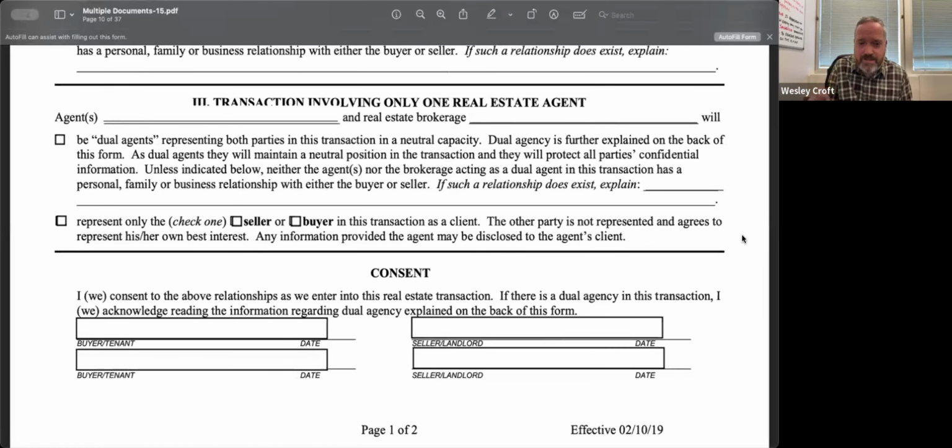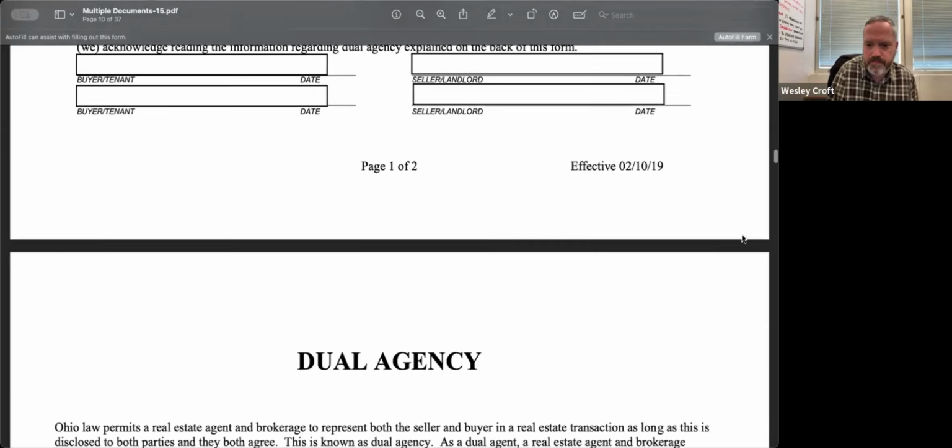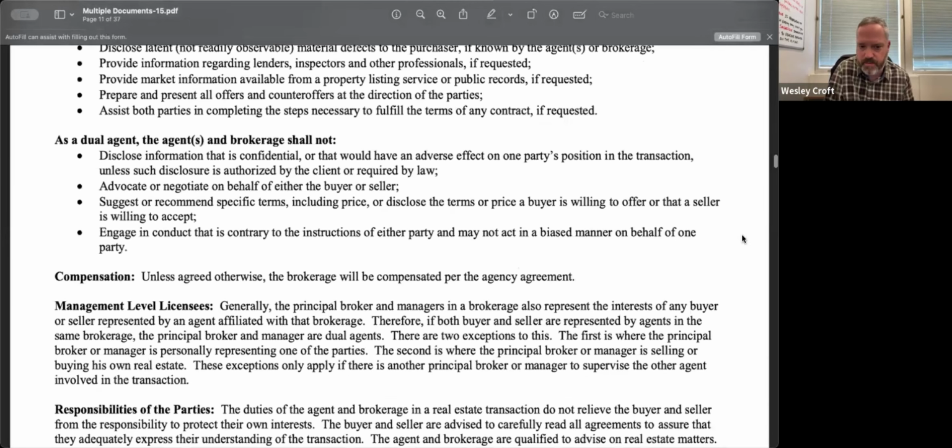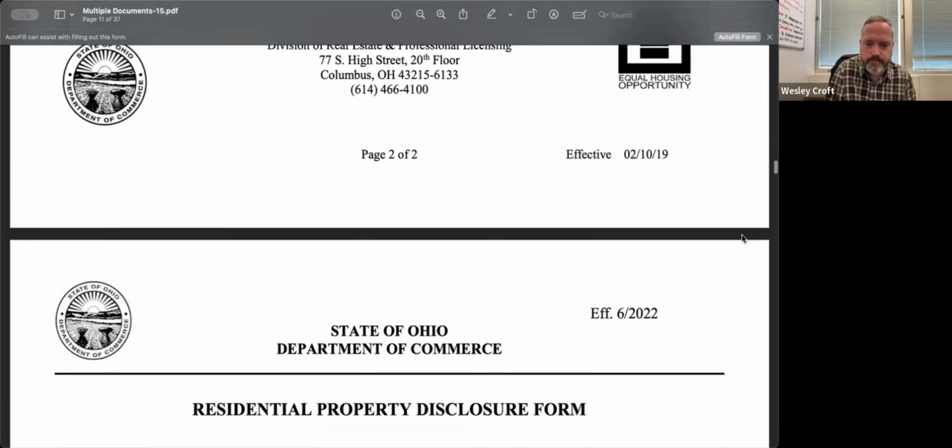I have done a deal where I checked this second box. Under section 3, the second box where it says represent only the blank. For example, if you are representing a buyer who wants to purchase a for sale by owner, you would check this box and say, I'm representing only the buyer in this transaction. The other party, meaning the FSBO, is not represented and agrees to represent themselves. So that's when you would check that box. Then everybody signs at the bottom. And then page 2, there's some more talk about dual agency, which we won't get into today.